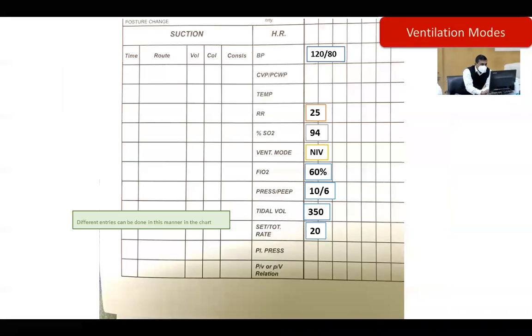Now where you have to enter, this is the chart you will be getting. Here we have written a demo patient's parameters. BP you can write 120/80, respiratory rate 25, saturation SpO2 here 94, ventilation mode here. This is the most important thing. If it is NIV, we will write NIV here. If it is other modes, we will write that mode here. FiO2, we can write it here. PEEP and pressure support, you can write here. And tidal volume, you will be writing here. And set rate, you will be writing here.